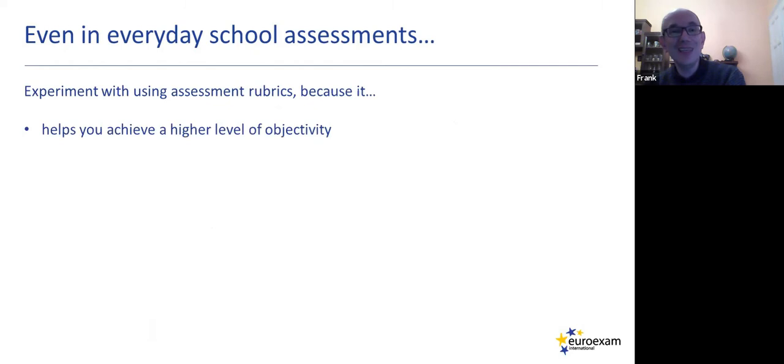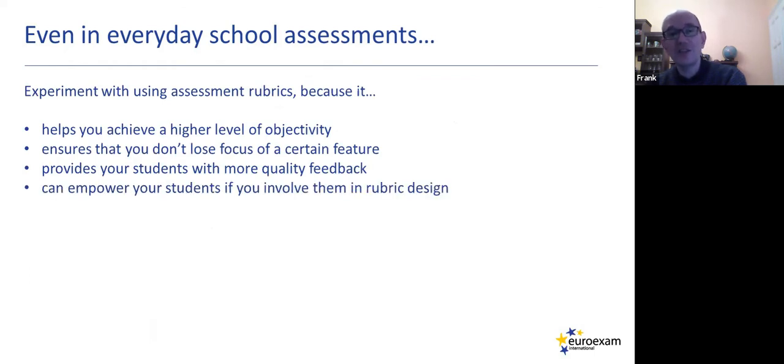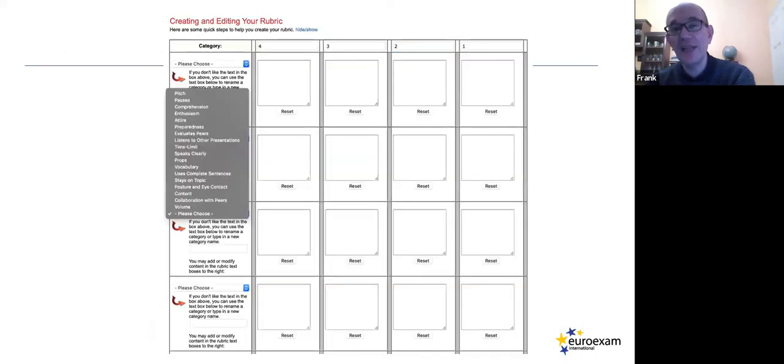So criteria are good to use because it helps you be more objective. It helps you focus on certain features. It provides your students with better feedback, but it can also help your students if you involve them in designing the rubric for feedback and raise their awareness. And nowadays you can find online rubric creation tools, so you can very easily set this as a task for your students to do if you give them a little bit of help, and they can even focus on evaluating each other and how well they performed.